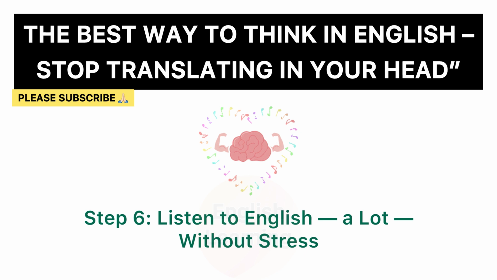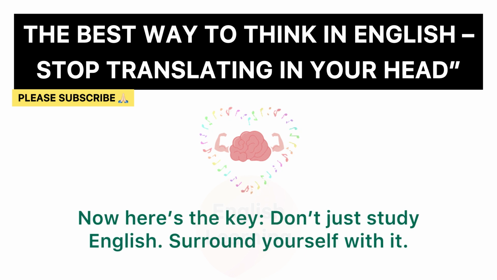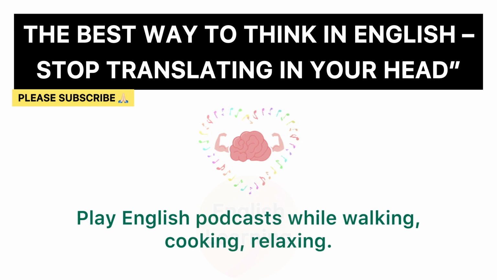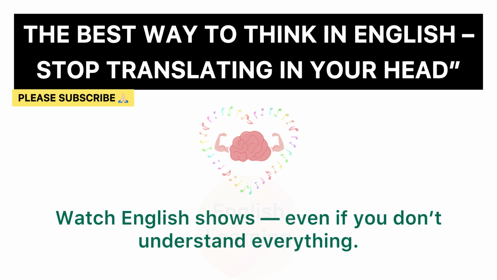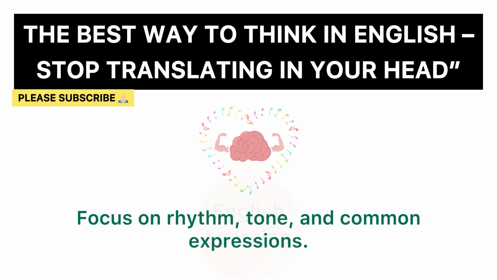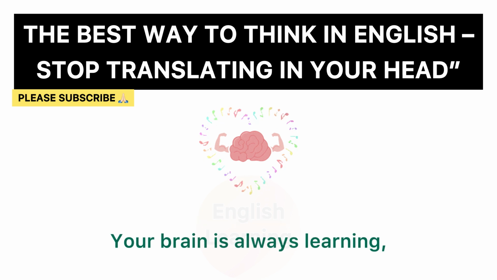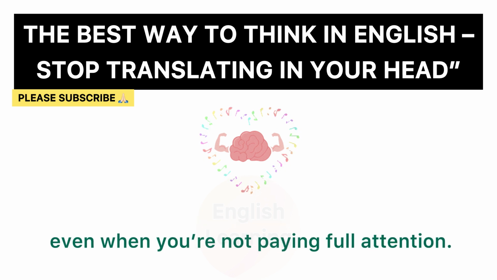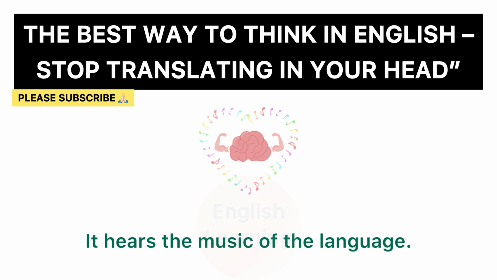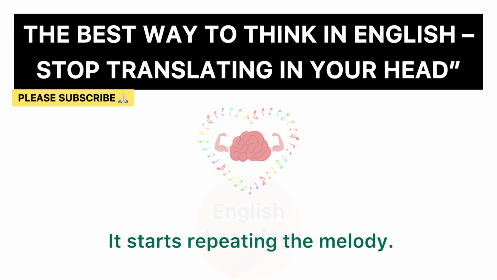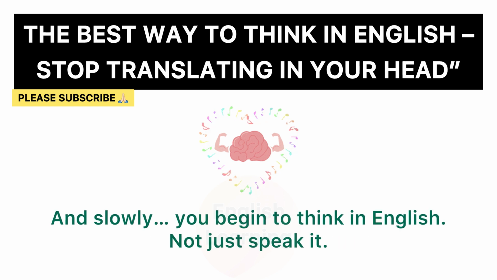Step 6. Listen to English a lot without stress. Now here's the key, don't just study English. Surround yourself with it. Play English podcasts while walking, cooking, relaxing. Watch English shows, even if you don't understand everything. Focus on rhythm, tone, and common expressions. Your brain is always learning, even when you're not paying full attention. It hears the music of the language. It starts repeating the melody. And slowly, you begin to think in English, not just speak it.